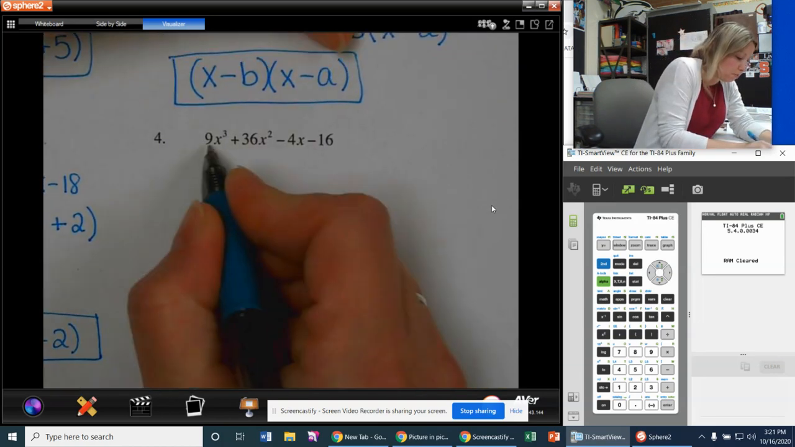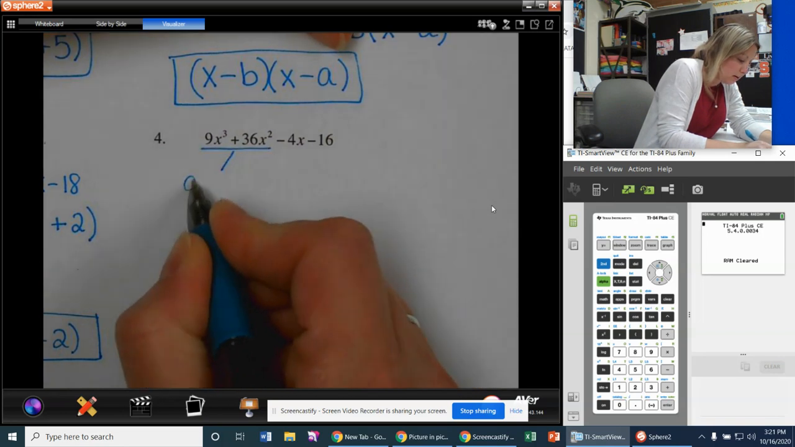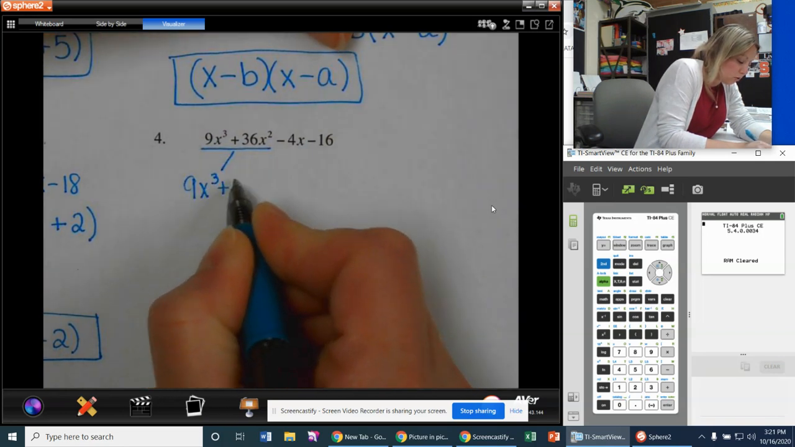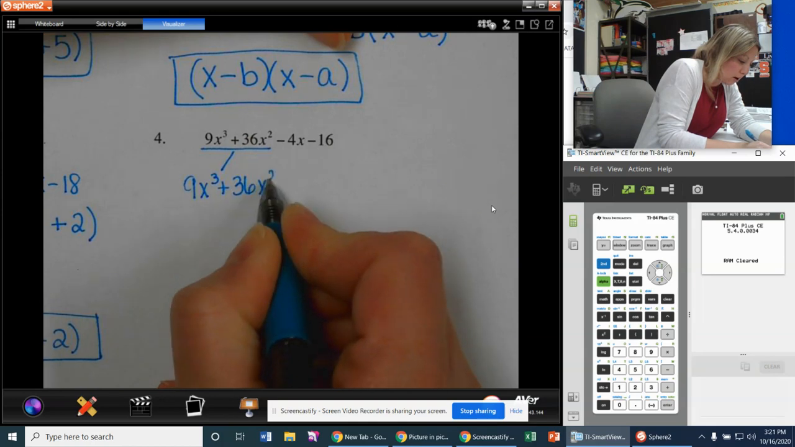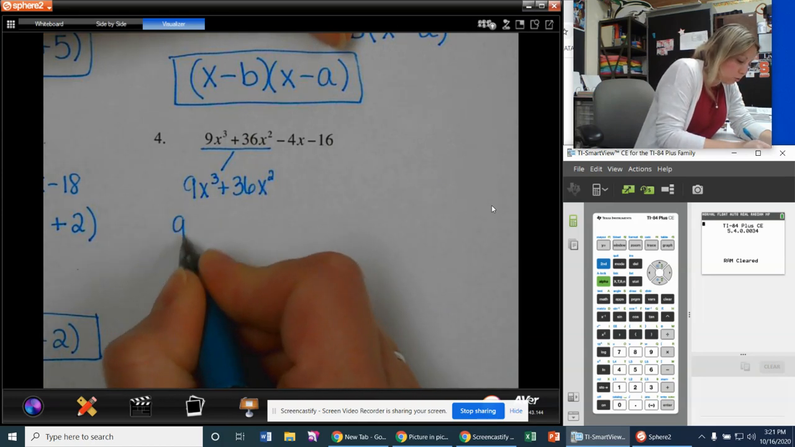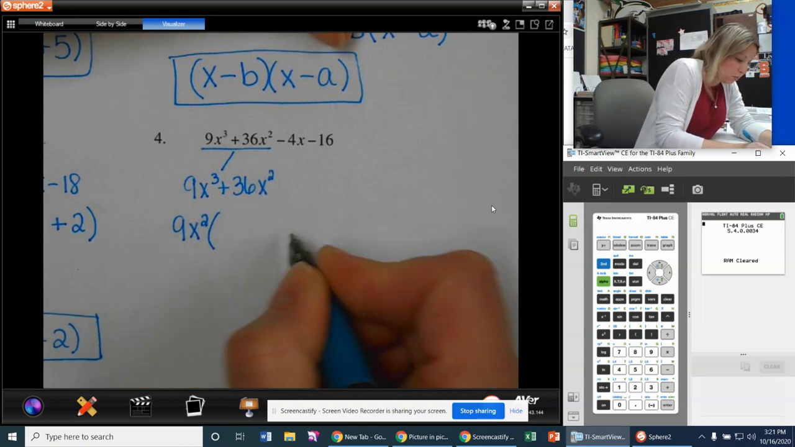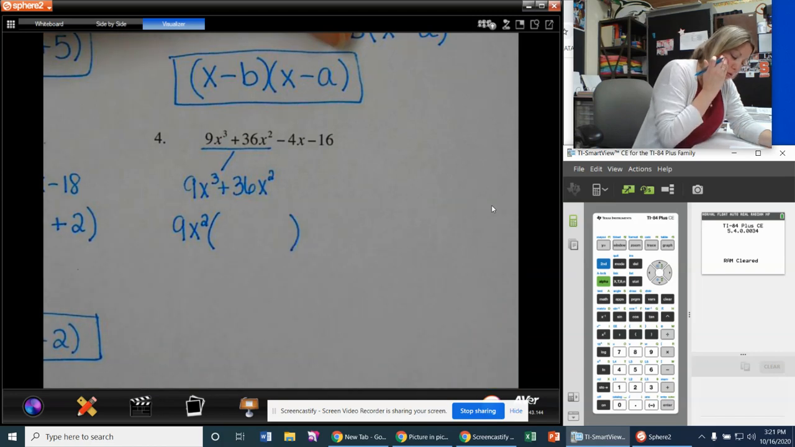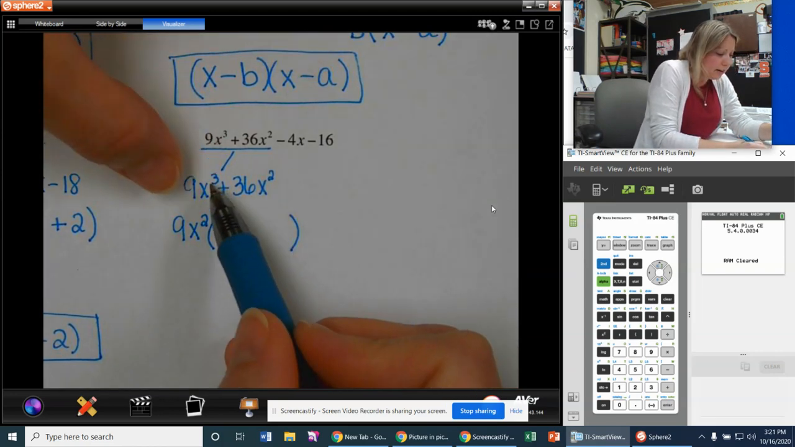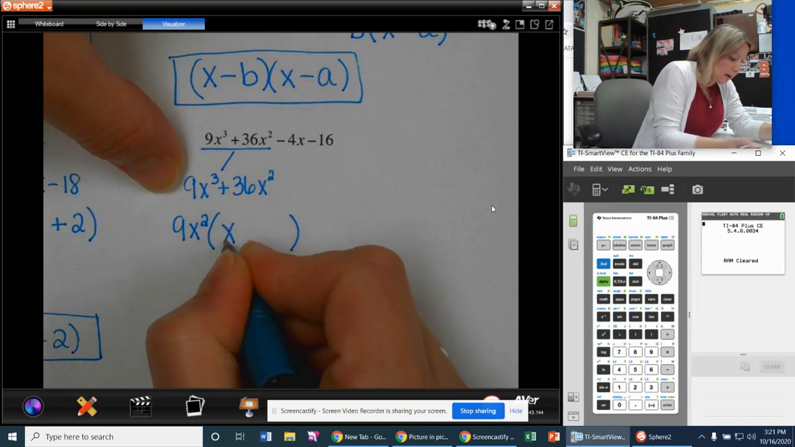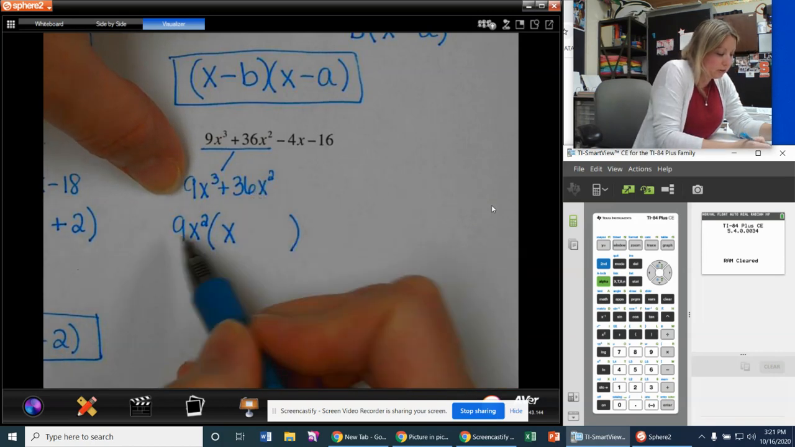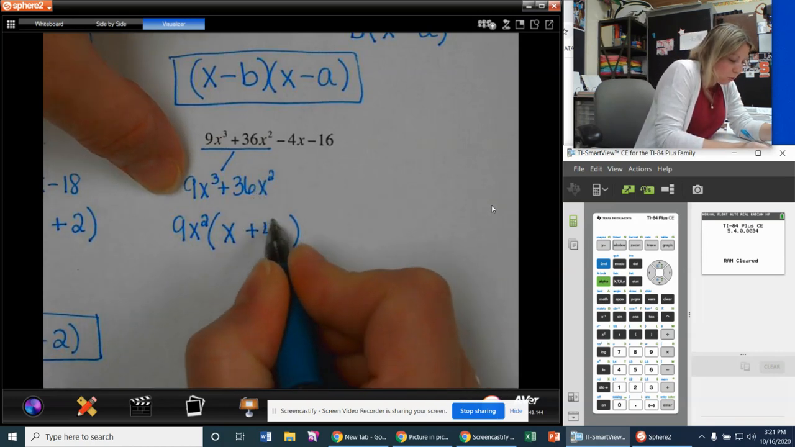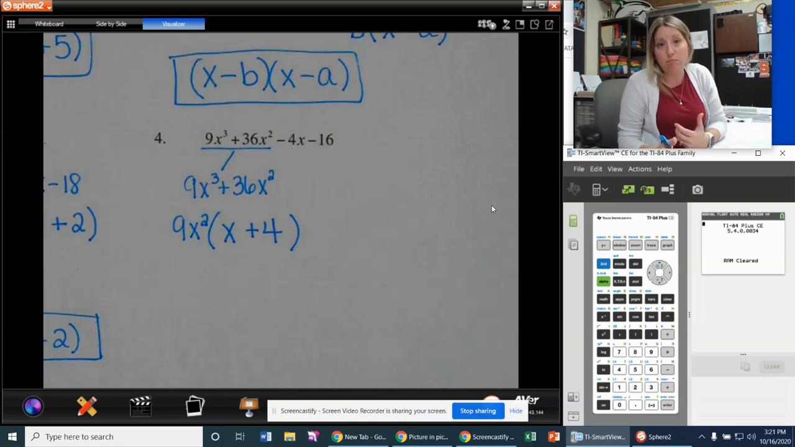Let's pull them over. 9x cubed plus 36x squared. All right, 9 for sure, x squared for sure. Oh boy, that's the perfect square. So let's see where this goes. 9x cubed divided by 9x squared, well, that's an x. 36 divided by 9, well, that's a 4. And of course, the x squareds cancel out.